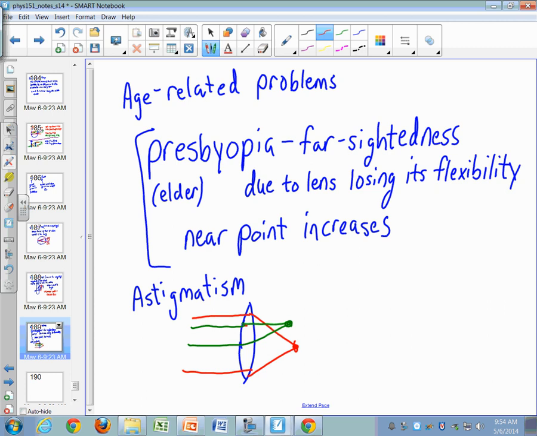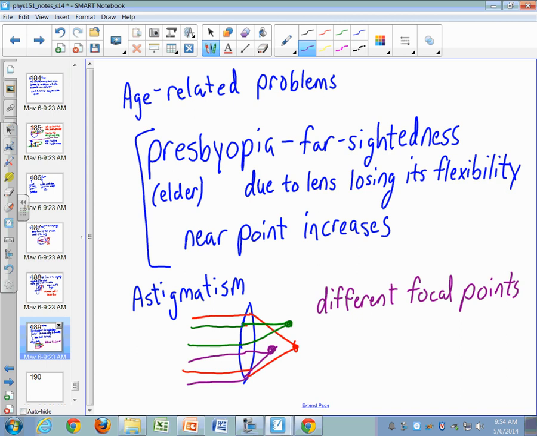And then in another part of the lens, maybe here, and they focus over here. So you just have all sorts of different focal points in the lens in an astigmatism. And this can cause a very fuzzy image because it's not just that they're shifted off by a little bit, but you have a whole series of different focal points inside your eye. That's called an astigmatism. It's just a deformity in the lens.